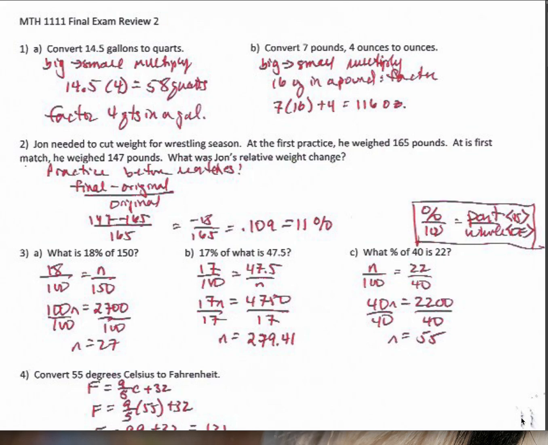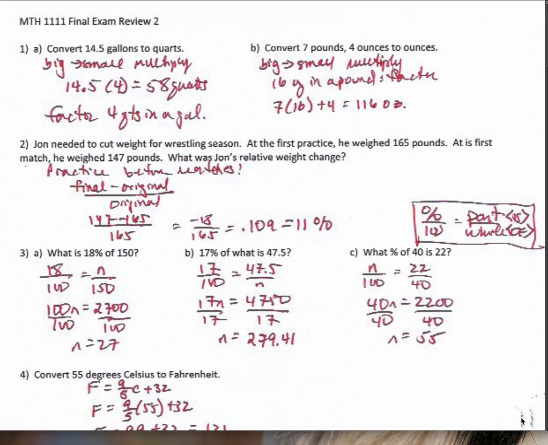Next, convert 7 pounds 4 ounces to ounces. So I don't have to convert ounces to ounces. I just got to do the pounds part. So again, I'm going big to small. So there's 16 ounces in a pound, so that's my factor. So 7 times 16 is 112, and then don't forget those extra 4 ounces that we started with. So 112 plus 4 is 116 ounces.